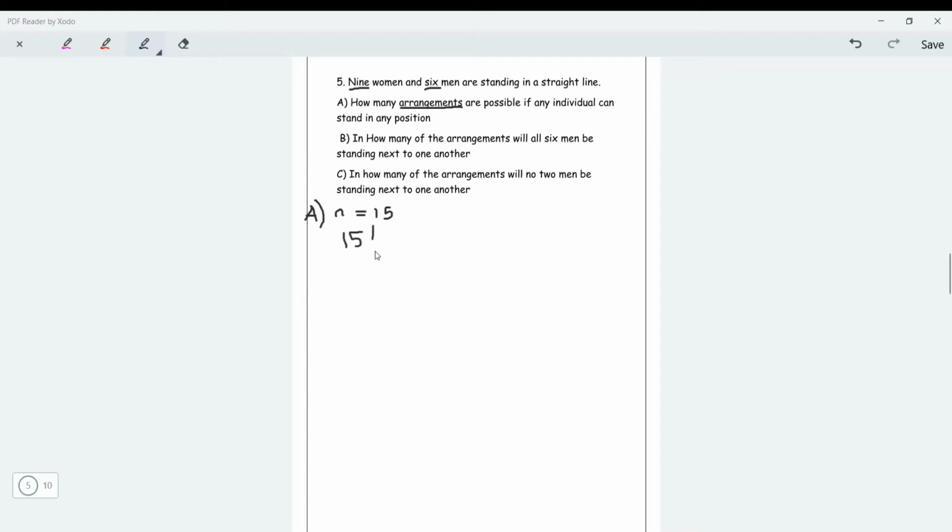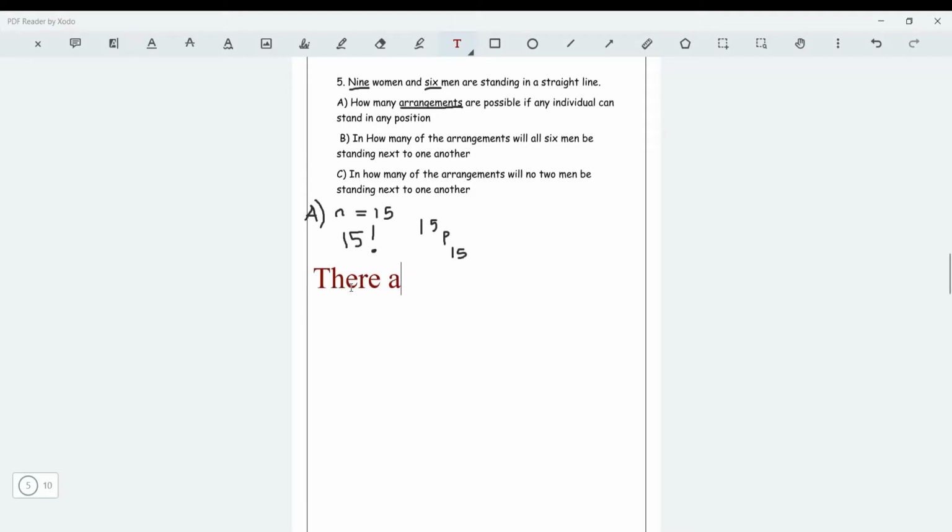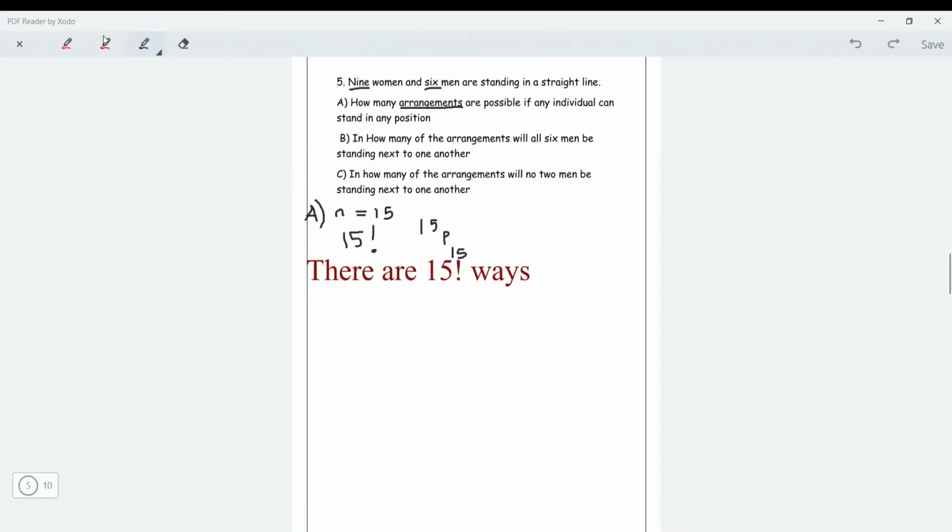How do I know? You're permuting all of them. So 15 permute 15, I tell you it's just 15 factorial. You can use your calculator and write that out, but I'm just going to say there are 15 factorial ways. That's for part A, if any individual can stand in any position. Let's look at part B.